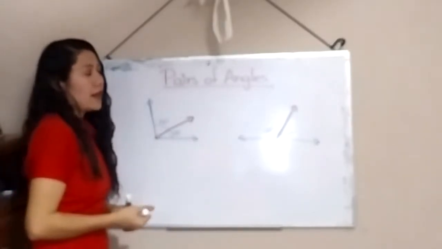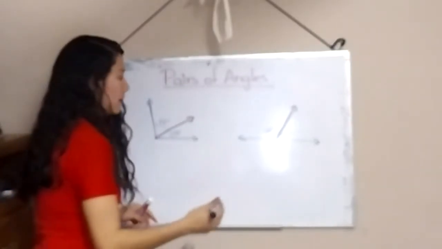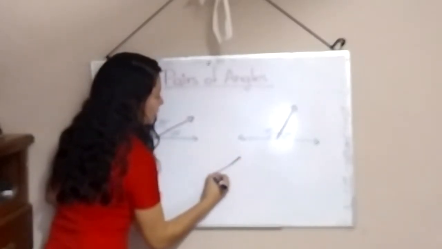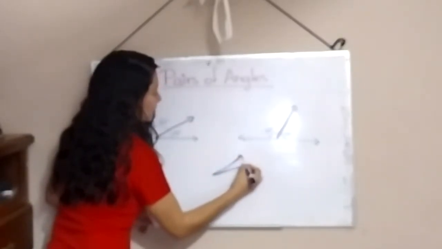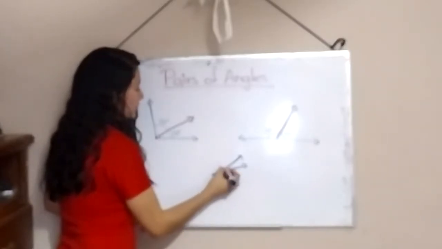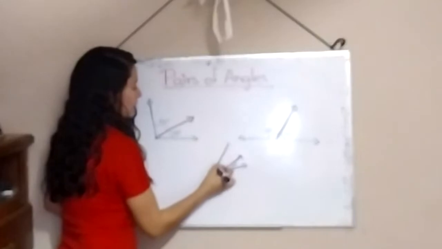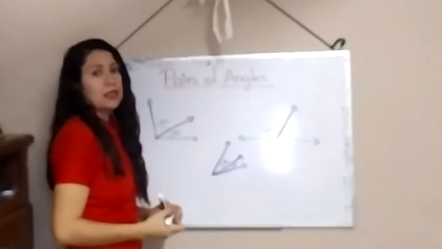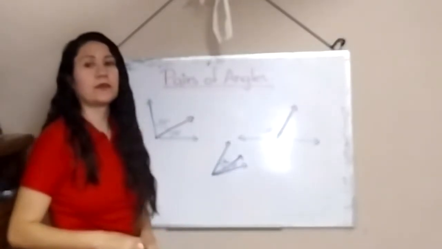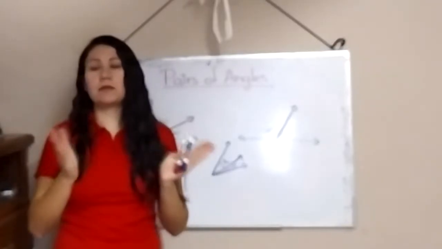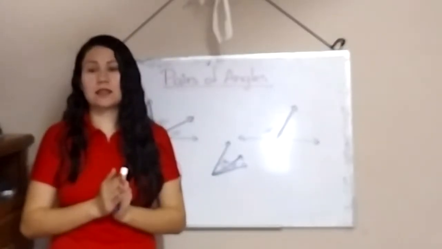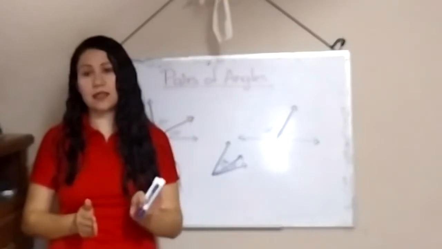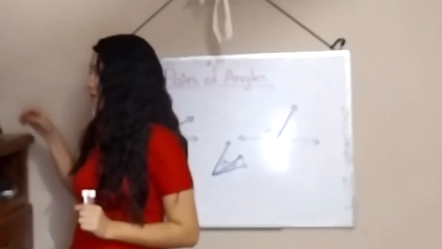Adjacent angles don't have to measure up to anything. So we can have a 10-degree angle together with a 20-degree angle, and they are adjacent because they share one side. Okay, it doesn't matter what the measure adds up to, as long as they are sharing one side, they are adjacent angles. Okay?